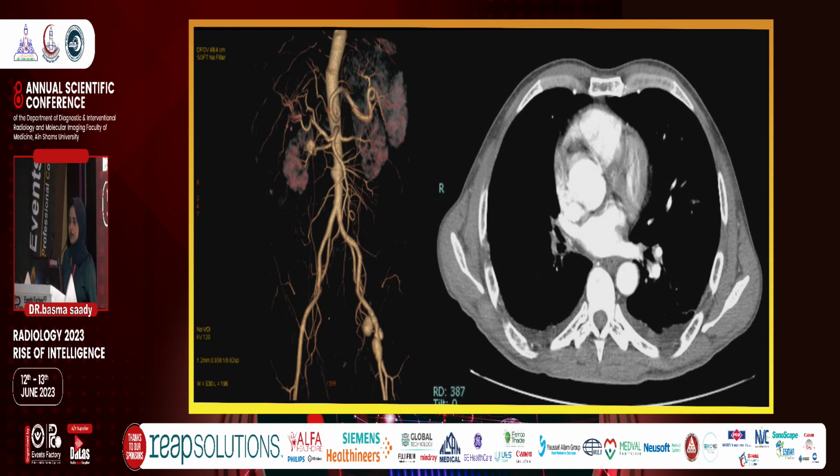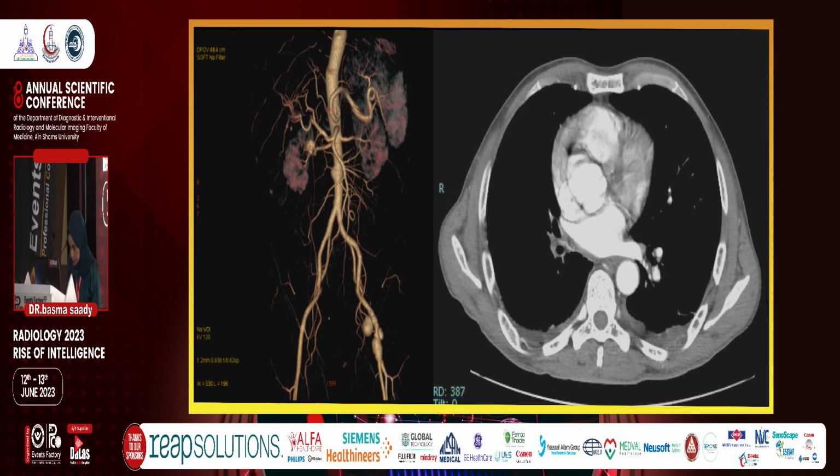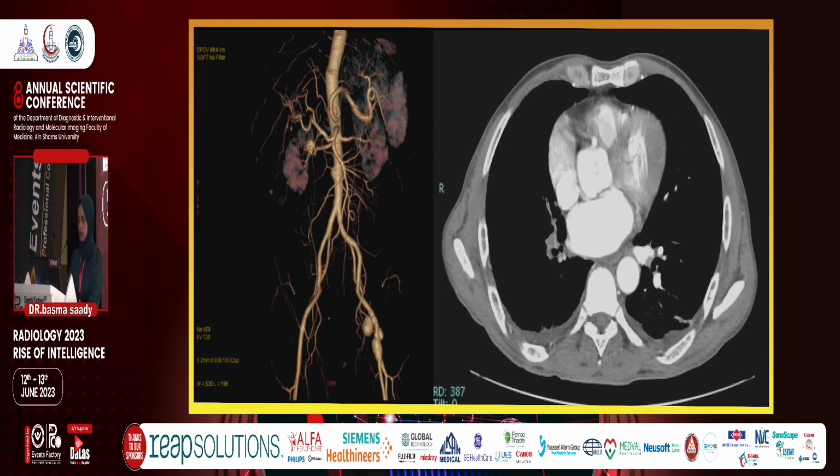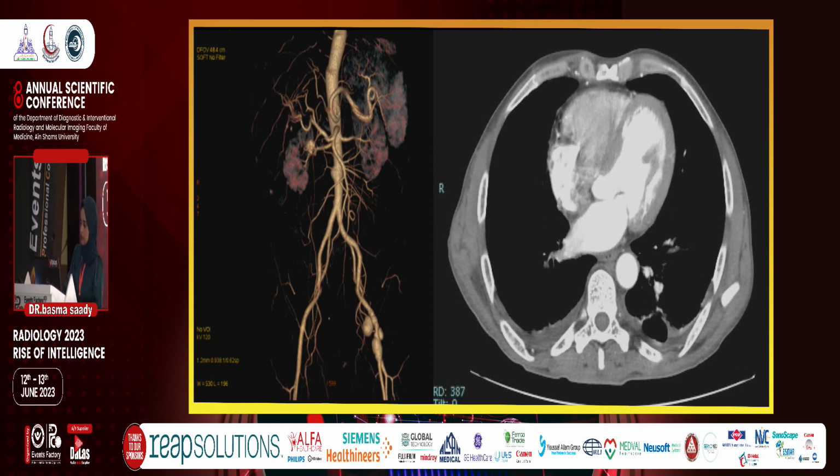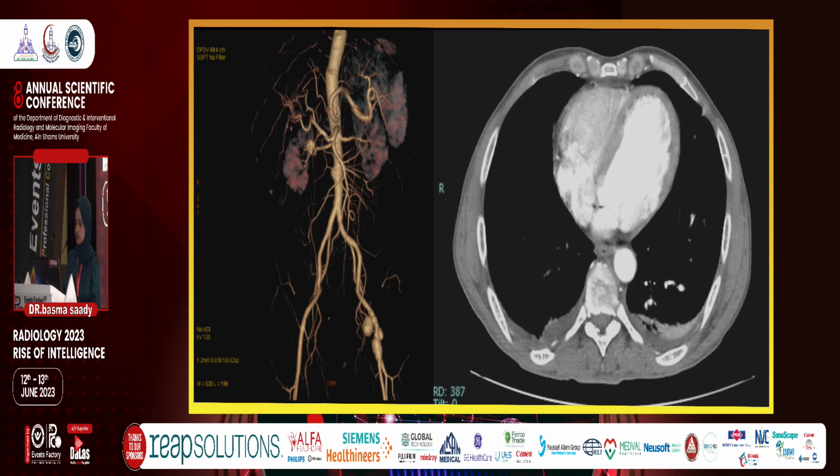Can anyone outline 3 abnormalities in this 3D reconstruction? Anyone? So we have here different aneurysmal dilatations, as we can see here, in the abdominal aorta, in the left femoral artery, and here in the upper abdominal region. We can also scroll through the film. If anyone sees any abnormality, please raise your hand.